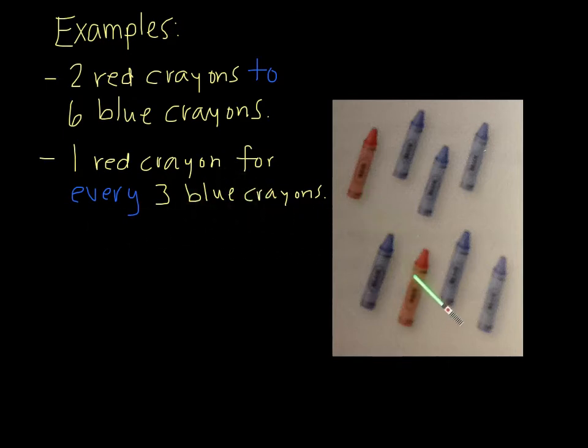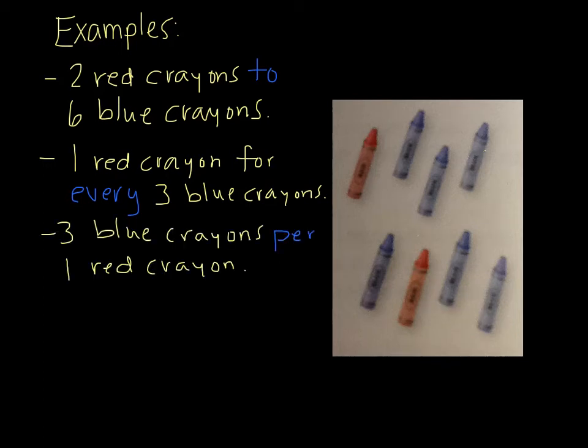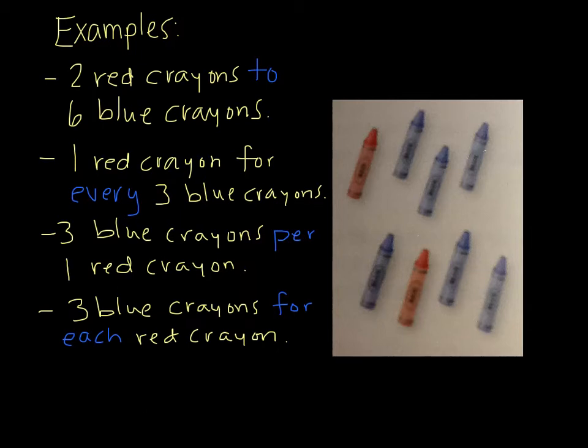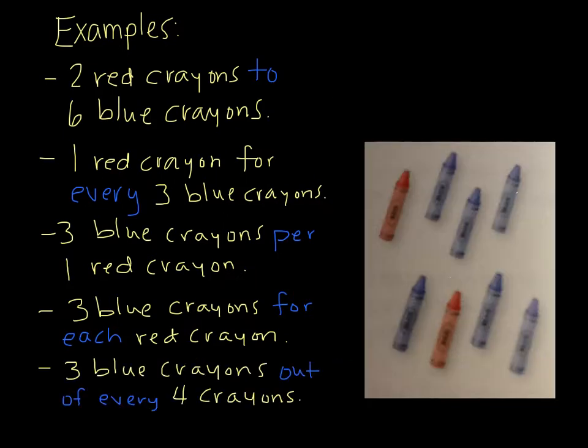If you look at my ratio of how I have it, for every 1 red crayon, there's 3 blue crayons. 1 red crayon, 3 blue crayons. My next example is saying that there are 3 blue crayons per 1 red crayon. So these are all keywords that we can use when we talk about ratios. Here's another one. 3 blue crayons for each red crayon. My next one down here says 3 blue crayons out of every 4 crayons.